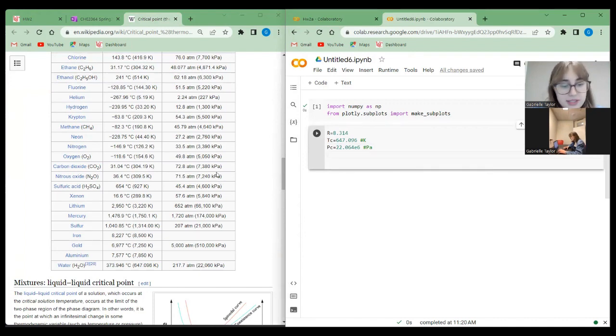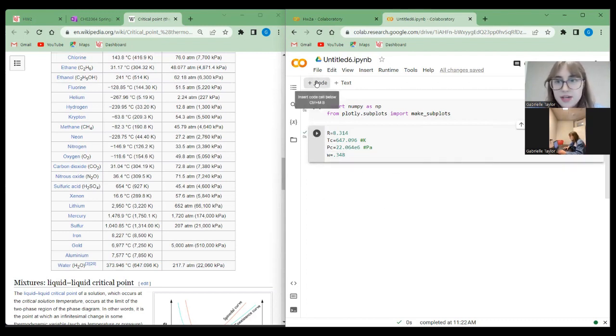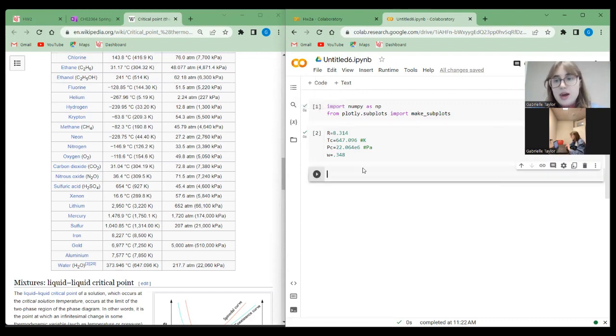And now what we need is just our W, which is going to be 348. So we have our R constant, our temperature at the critical point, our pressure at the critical point, and we have W. So that should be good. The next thing we want to do is find our van der Waals equation. This is not going to be important to graphing it, but it's going to show you how we're going to graph our cubic function. So let's define our van der Waals equation. This is going to be dependent on volume and temperature.